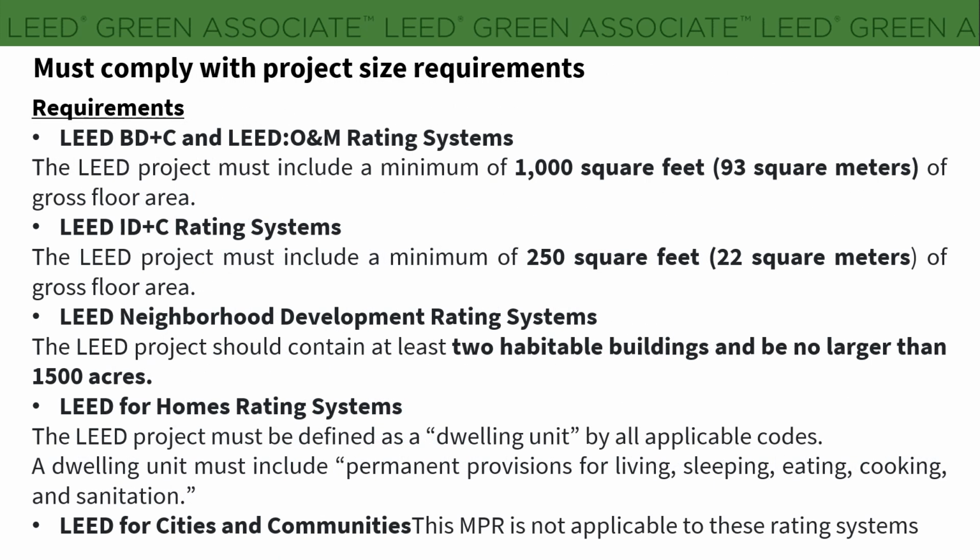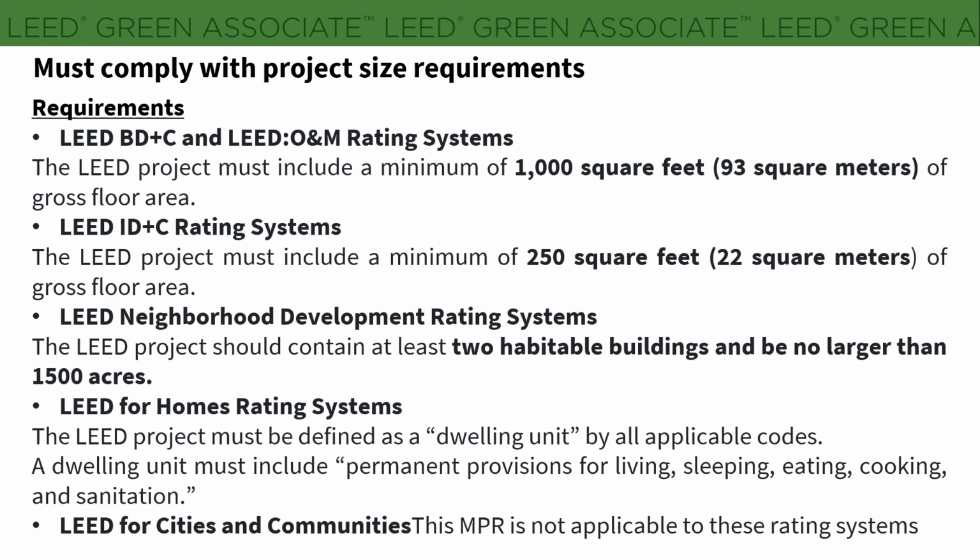The final minimum program requirement is that the project must comply with the project size requirement. For each rating family, there is a minimum area requirement. For LEED building design plus construction and LEED operations and maintenance, the project must include a minimum area of 1000 square feet, that is 93 square meters, of gross floor area. For LEED interior design plus construction, the LEED project must include a minimum of 250 square feet, that is 22 square meters, of gross floor area. And for the LEED neighborhood development rating system, the project should contain at least 2 habitable buildings and be no larger than 1500 acres.